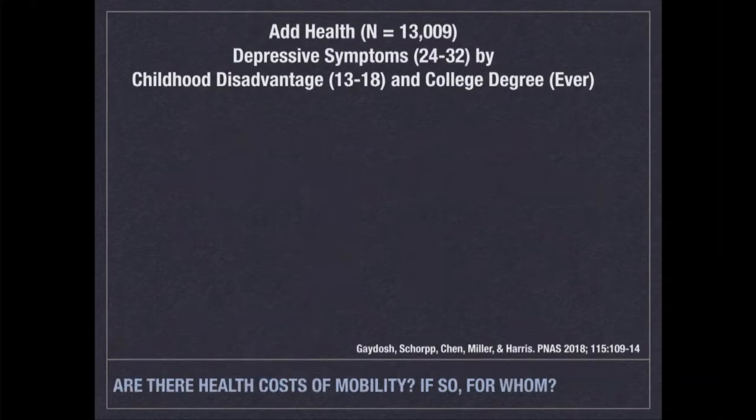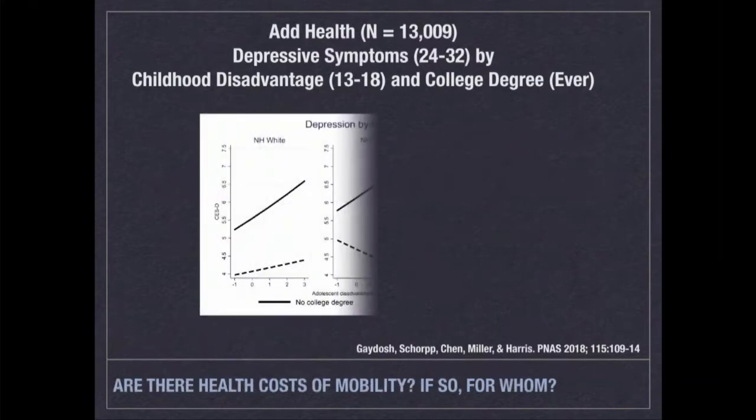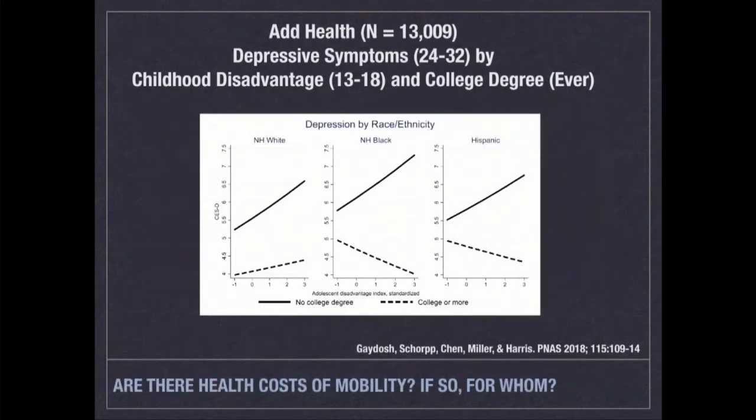This is a much larger nationally representative sample in a truly prospective study. What I'm going to show you here is the interaction between childhood disadvantage, a composite variable at the family, neighborhood, and school level between ages 13 and 18, and whether or not the respondent ever got a 4-year college degree. What we're looking at is depressive symptoms in early adulthood. And what you can see here is, regardless of racial or ethnic group, going to college is associated with better mental health at age 24 to 32. So this isn't a surprising finding. There's nothing here that's going to shock you.